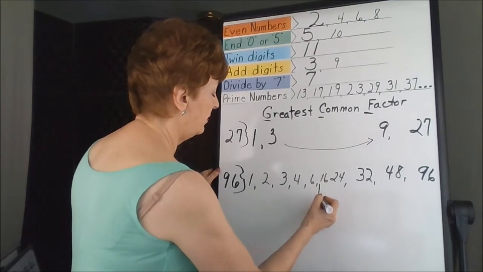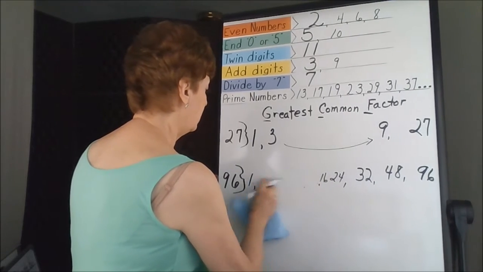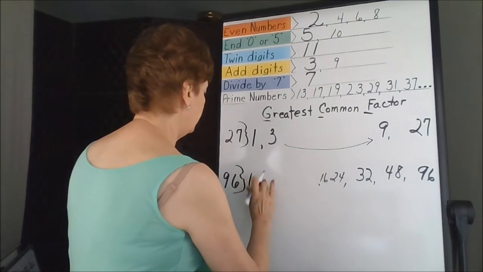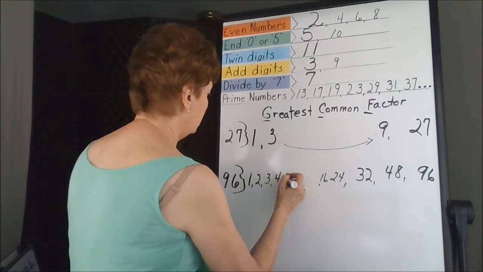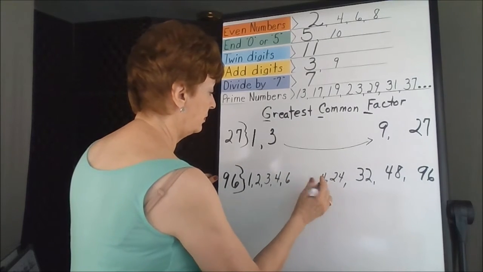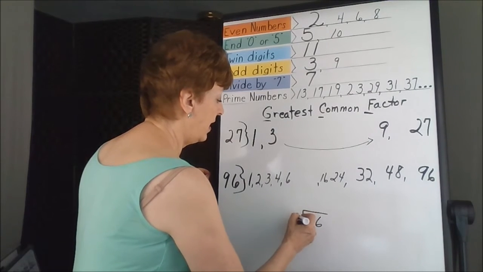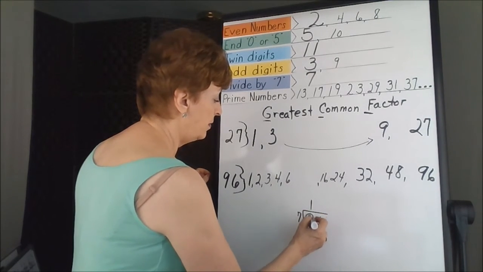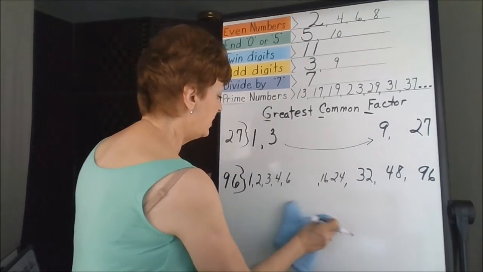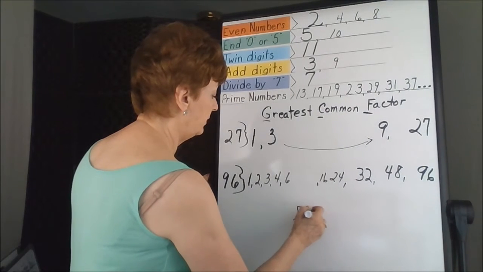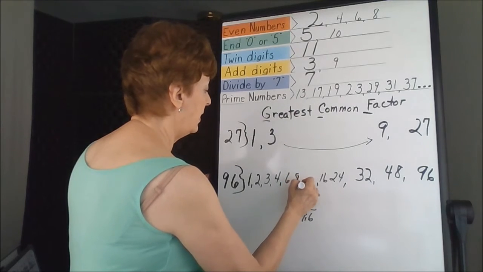I'm going to have to come down because I've run out of room. Maybe if I squeeze these a bit, I can get that in. 1, 2, 3, 4, and 6. 7 into 96. We'll have to divide that one. There's 1 with a remainder of 2, 26. No, that won't work. 7. Will 8 work into 96? 8 goes in 12 times. So 8 and 12.